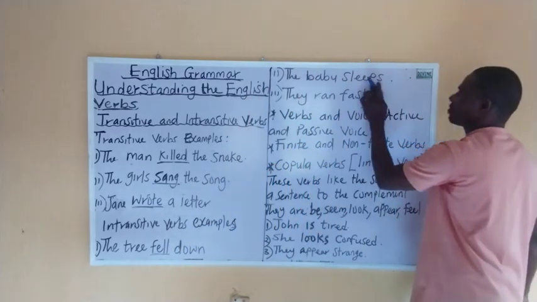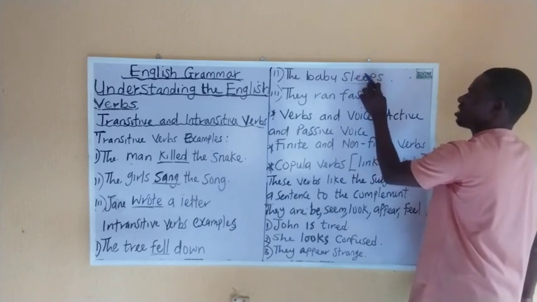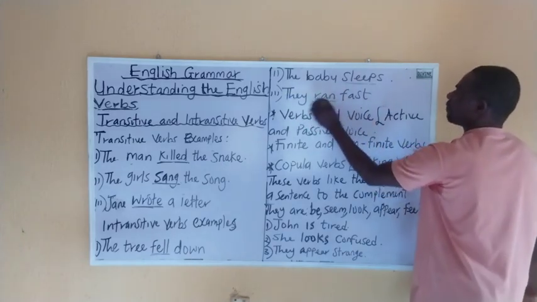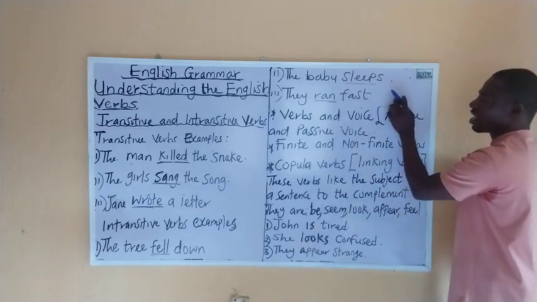2. The baby sleeps. Sleeps is an intransitive verb because it does not transfer the action sleep to an object. The man ran fast. Ran is an intransitive verb because there is no object to receive the action.